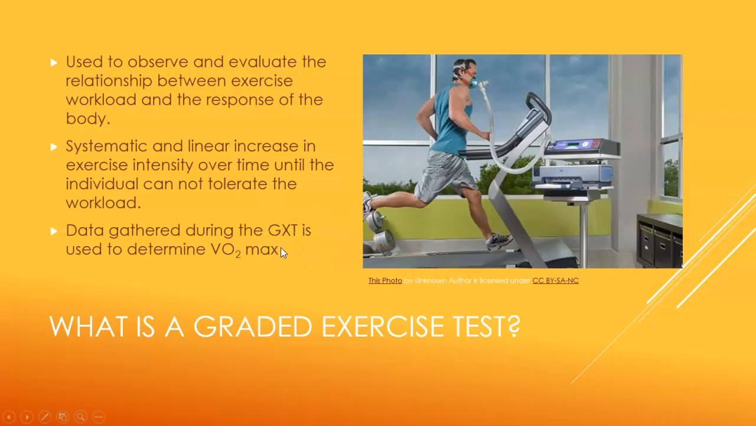So when you use a graded exercise test, what's happening is you have a systematic and linear increase in workload. As this gentleman's working, we're increasing the speed, we're increasing the incline, we're increasing the speed, we're increasing the incline. And we're forcing a stressor on his body to see how his body adapts. He's doing spirometry, so we're measuring how much oxygen he's actually sucking in versus how much he's blowing out. And that's helping us gather enough information to calculate his VO2 max.